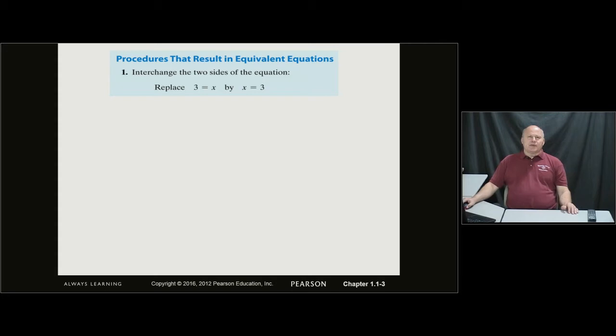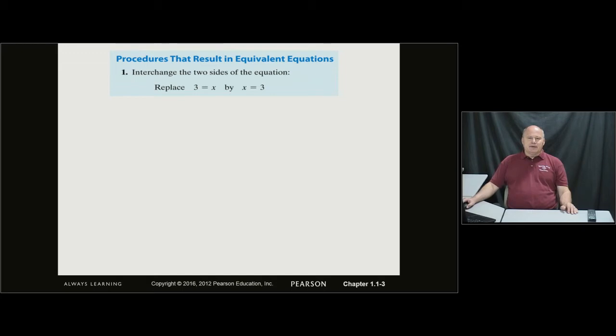These are the procedures that result in equivalent equations. So these are the things you can do in succession here. You can interchange two sides of the equation. In other words, you can replace 3 equals x by x equals 3. Let's talk about that a little bit.